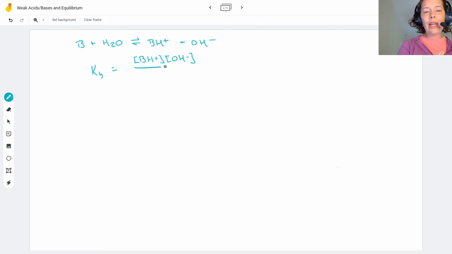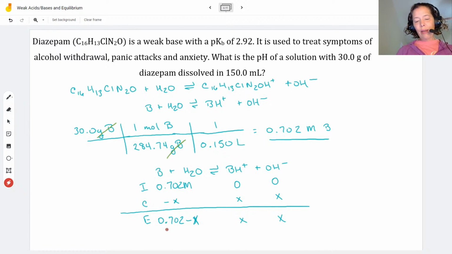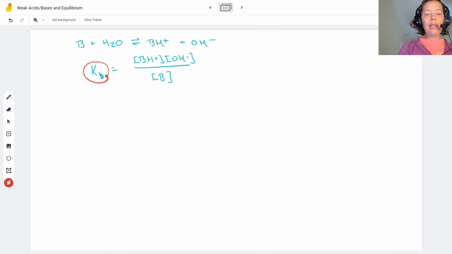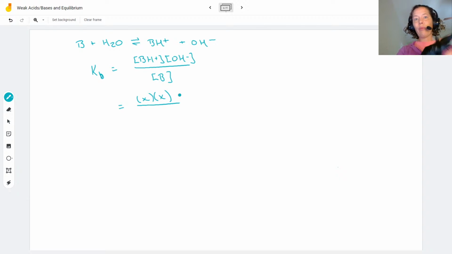So again, just products over reactants. And the nice thing is these are all one-to-one, so that does help with the math and makes it a lot simpler than if you're dealing with a different kind of equilibrium. Okay. So I'm going to have to go back and forth a little bit here. I'm going to take each of these equilibrium concentrations and put them into their appropriate places in my Kb right here. So for my protonated base and my hydroxide, those are both just x. Again, I'm just pulling from my equilibrium row down there. And my base here is 0.702 minus x. This is equal to my Kb.